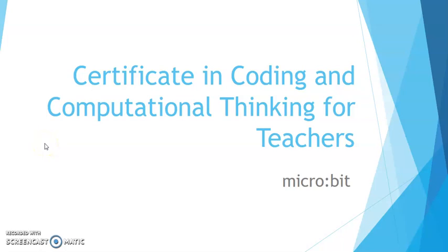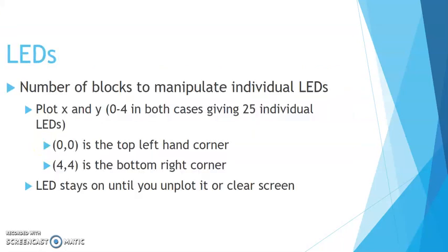So today we're going to look at the LED blocks in the microbit. These give us a number of blocks to manipulate the individual LEDs. If you think about the microbit, you've got 25 individual LEDs on the front of it, and we can plot those various different LEDs separately.